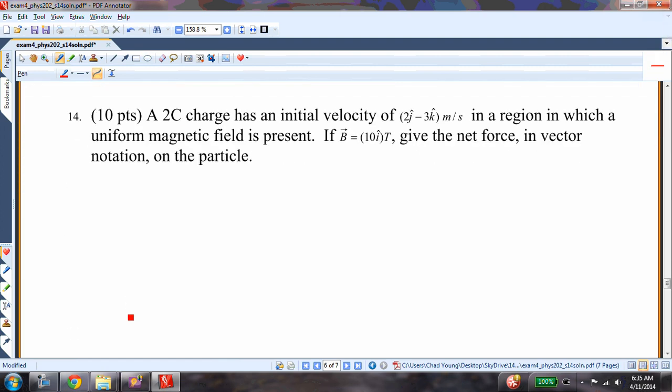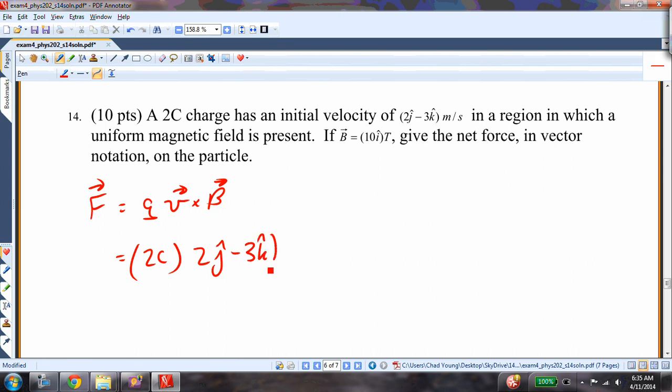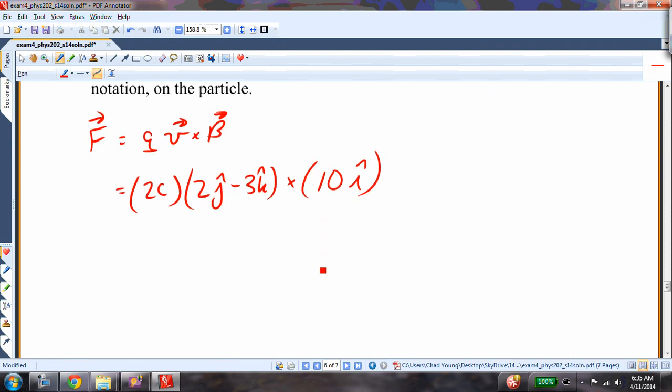Yeah, this was just a simple cross product. F equals QV cross B. 2 coulomb charge. V is 2J minus 3K. Crossed with a magnetic field of 10I. Right. And again, these numbers are not realistic. I've just used easy numbers to make it easier for you.